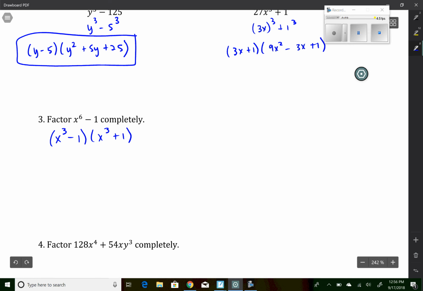Unfortunately, both of those still can be factored. So x cubed minus 1 is going to become (x minus 1)(x squared plus x plus 1). And x cubed plus 1 is going to become (x plus 1)(x squared minus x plus 1).